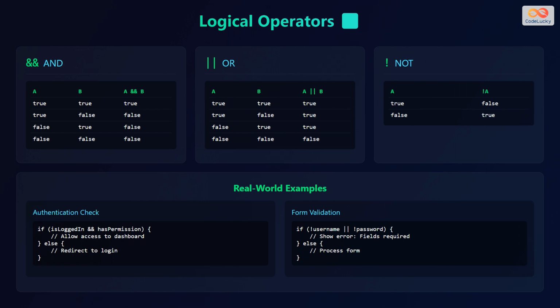For example, an authentication check allows access to the dashboard only if the user is logged in and has permission, otherwise, it redirects to login. In form validation, an error is shown if either username or password field is empty, otherwise, the form is processed.